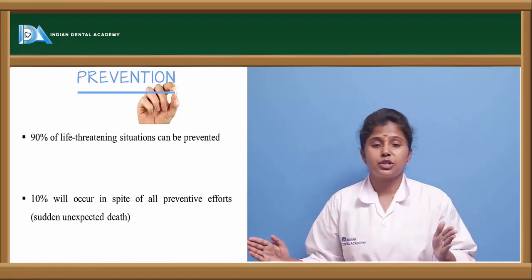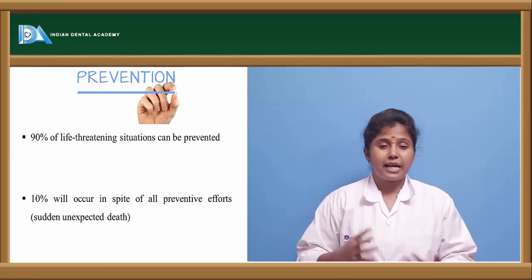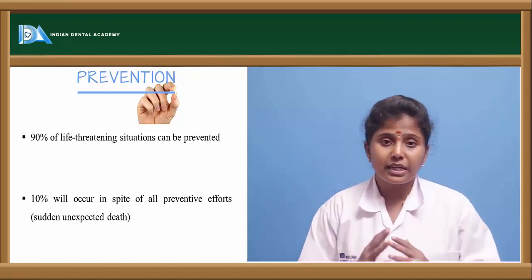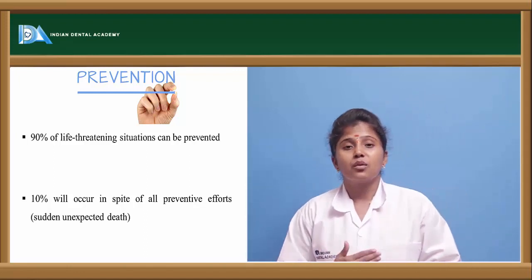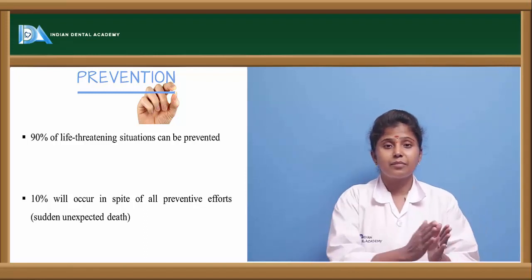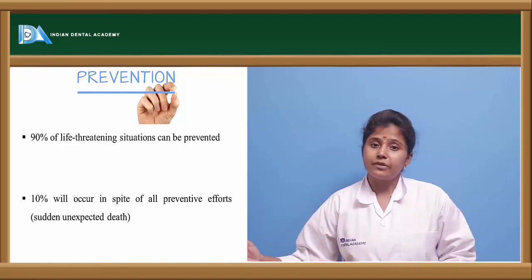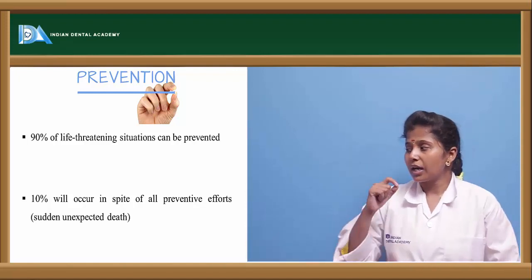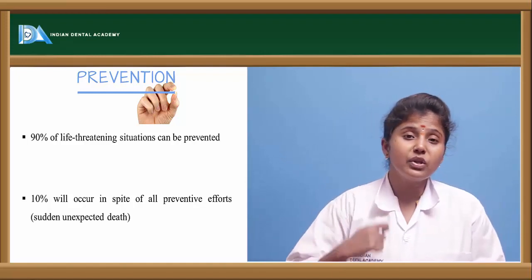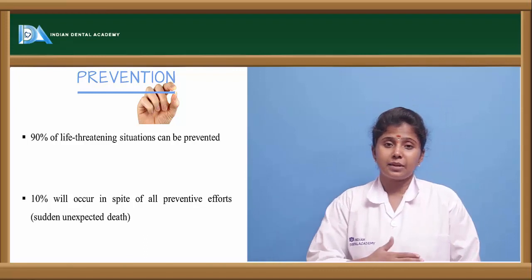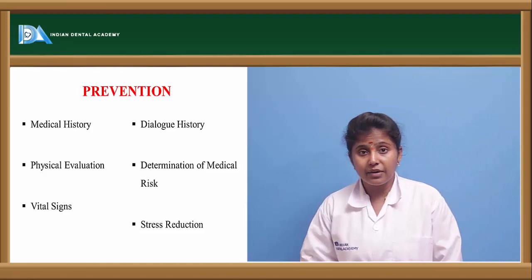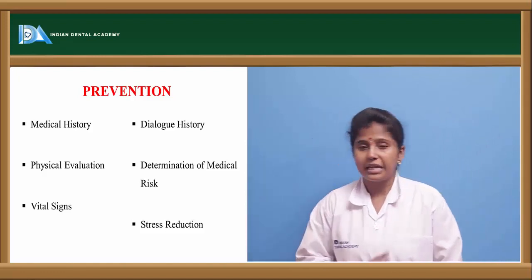Whatever the situation, like diabetes or cancer or heart-related disorders, life-threatening diseases can be prevented in the initial stages. But because of our negligence and carelessness, we bring that situation to a severe condition. And 10% will occur in spite of all preventive efforts. Whatever that 10% of disease is, even though we give preventive measures, it may lead to severity of the disease. Prevention can be given only when we know the medical history of the patient.